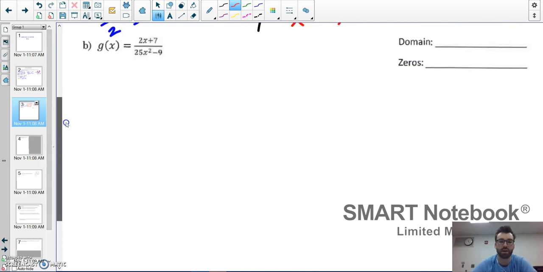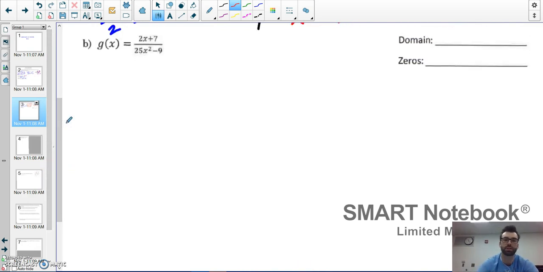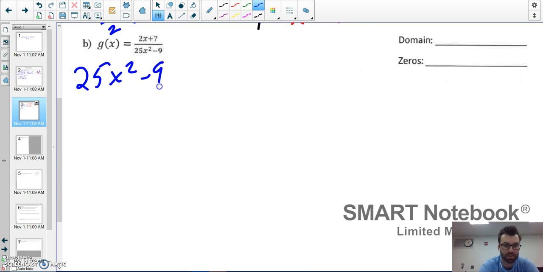Okay, let's find the domain in letter B. To find my domain, I know the denominator of my function cannot be equal to 0. So 25x squared minus 9 cannot equal 0. You can do this two ways. I can factor this, or I can solve by using a square root. I'm going to choose to factor this because I like factoring. I know this is the difference of two perfect squares. I have a 25 and a 9.